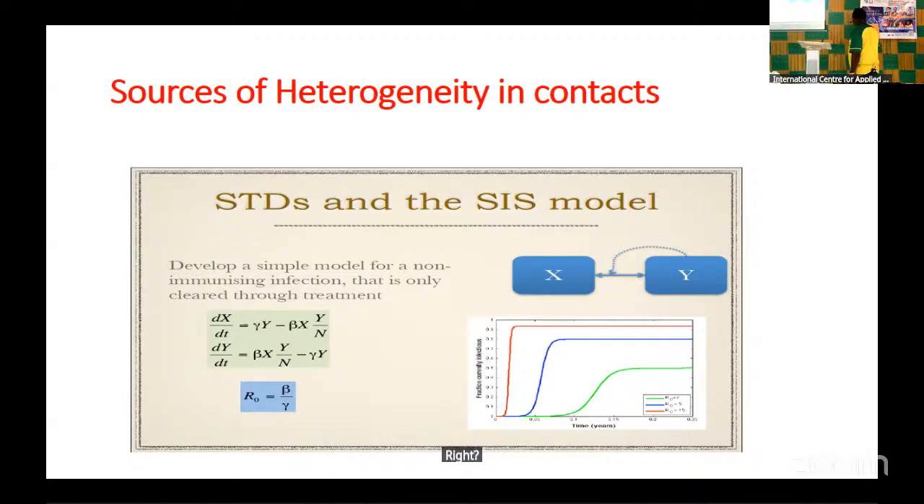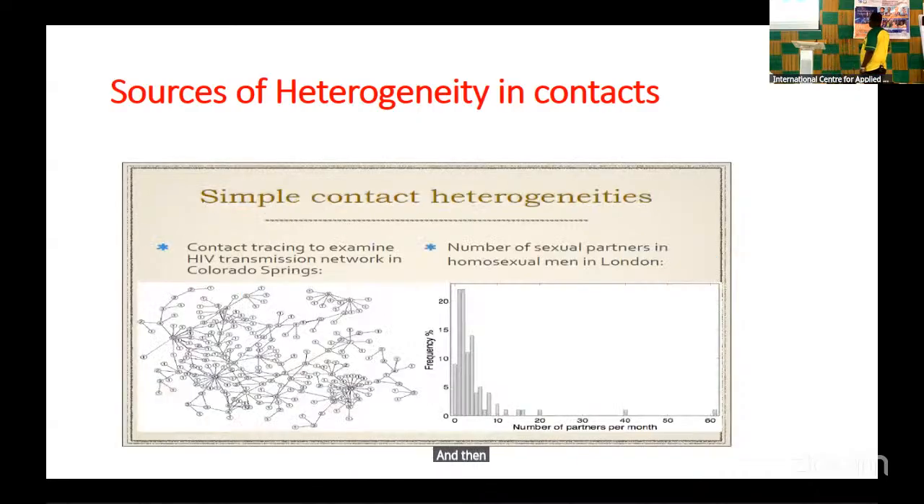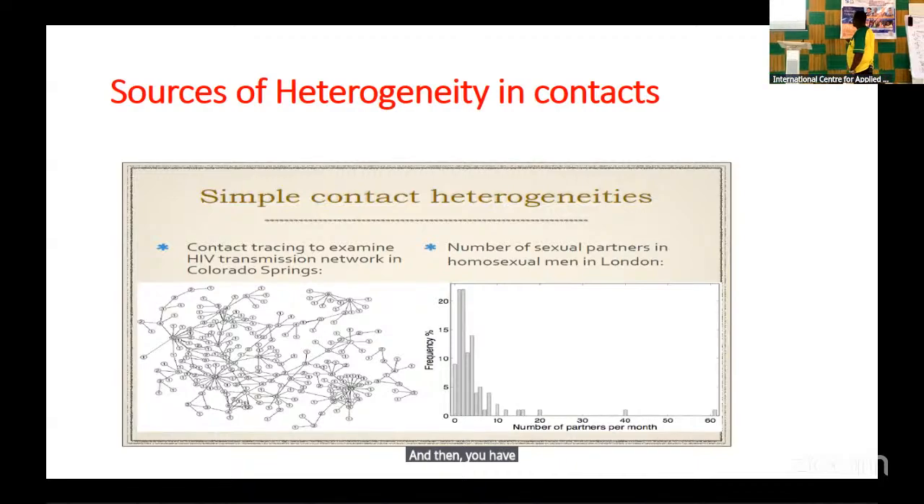So if you look at this, this is just a normal homogeneous model, where you just factor in R0, which is beta over gamma and all that. This shows the fraction of people infected against the time in years, and the various values of R0 are plotted over the years. And then you have simple contact heterogeneities.